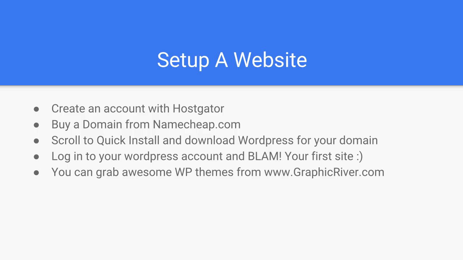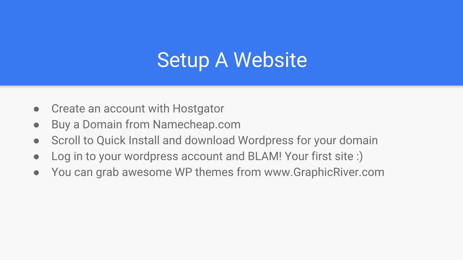All right. So start by creating an account with HostGator. That's just one of the hosting platforms that I use. And trust me, I'm only going to recommend the stuff that I use. I'm not going to recommend anything that I don't use, okay? So just keep that in mind as we go throughout this. All right, so as soon as you log into your HostGator account, you want to scroll down to Quick Install and then download WordPress for your domain.